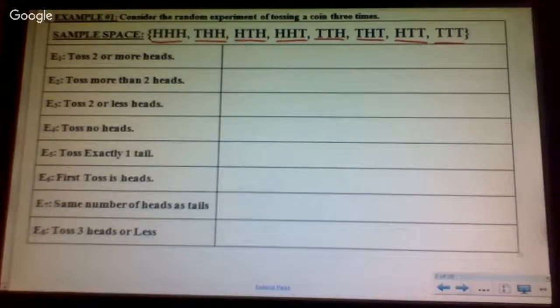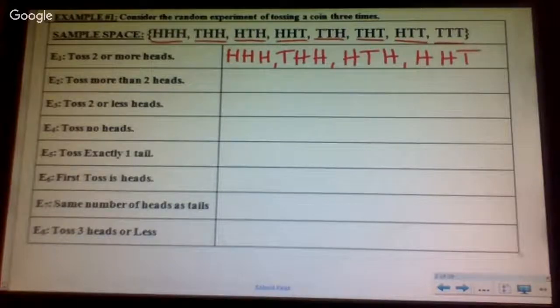E sub 1. How many ways can I toss 2 or more heads? List them for me. 2 or more heads. HHH. THH. HTH. HHT. Okay? Those are all of the things that fit into that category.